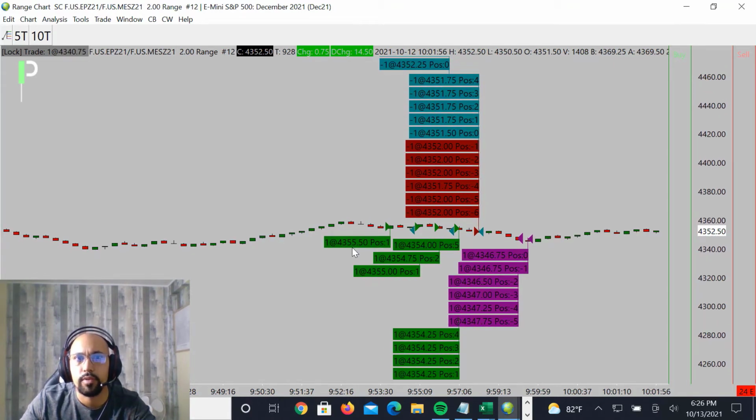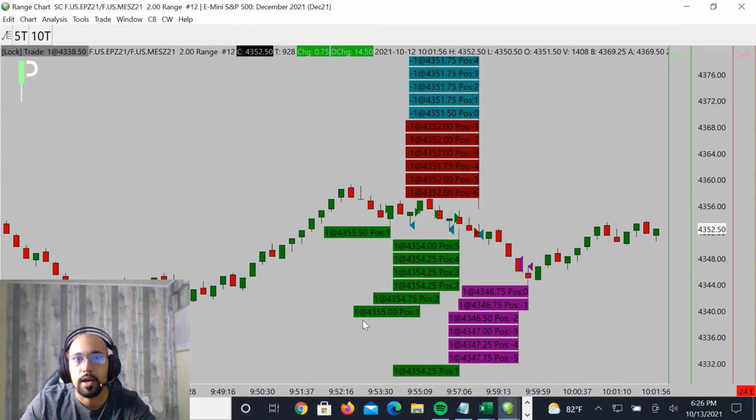We took one at 43.55. We got stopped out at 43.52.25. Took another one at 55. We got stopped out at 51.75. Took another one at 43.54.75. Excuse me. Then we took 43, 54, 25, 54, 25, 54, 25, and 54. And you can see all these trades here. We took long for the long opportunity.